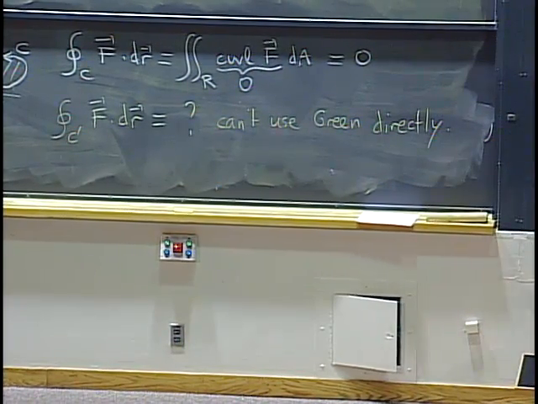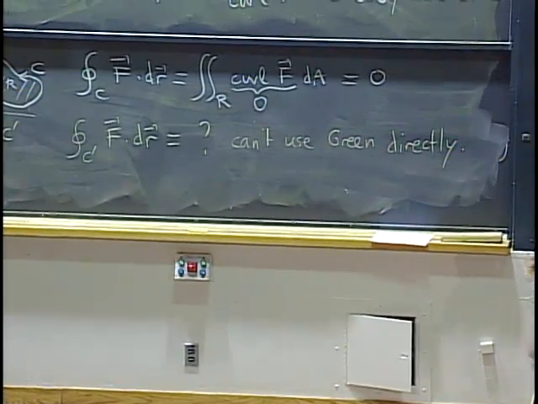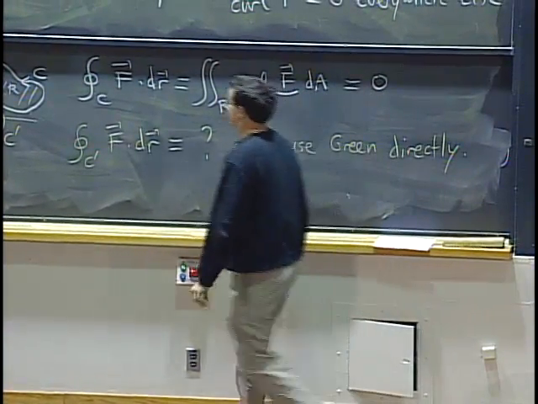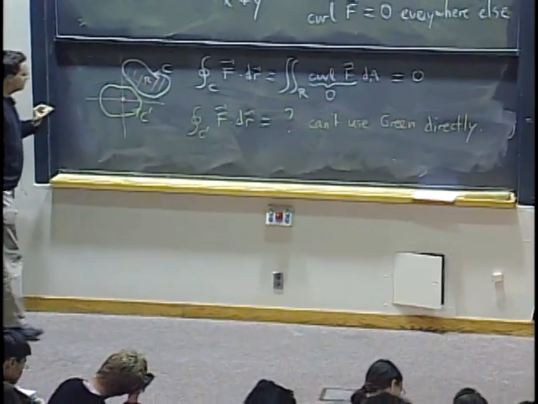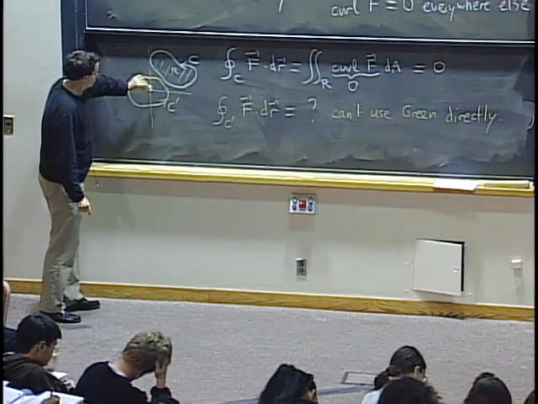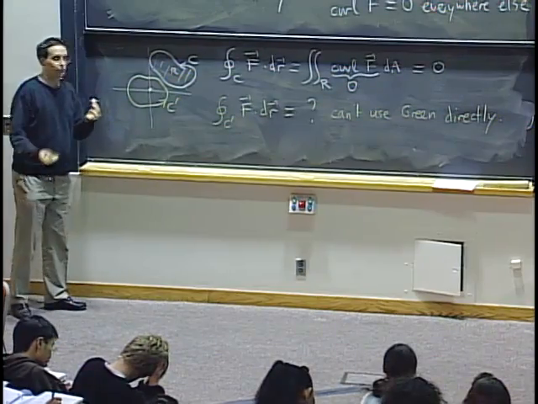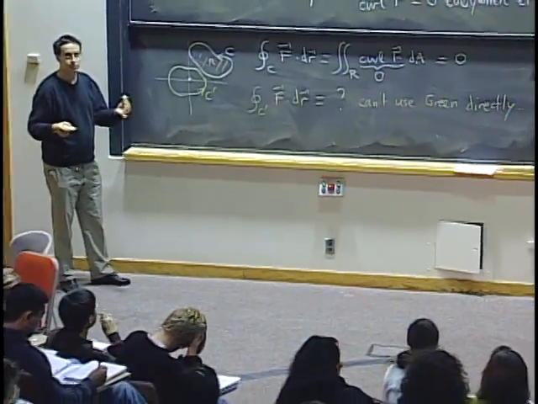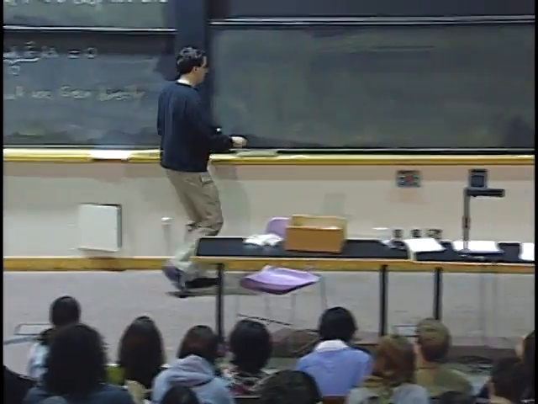So there's an extended version of Green's theorem that tells you the following thing. Even though I can't do things for just this region enclosed by C prime, I can still do things for the region in between two different curves. Okay, so let me show you what I have in mind.